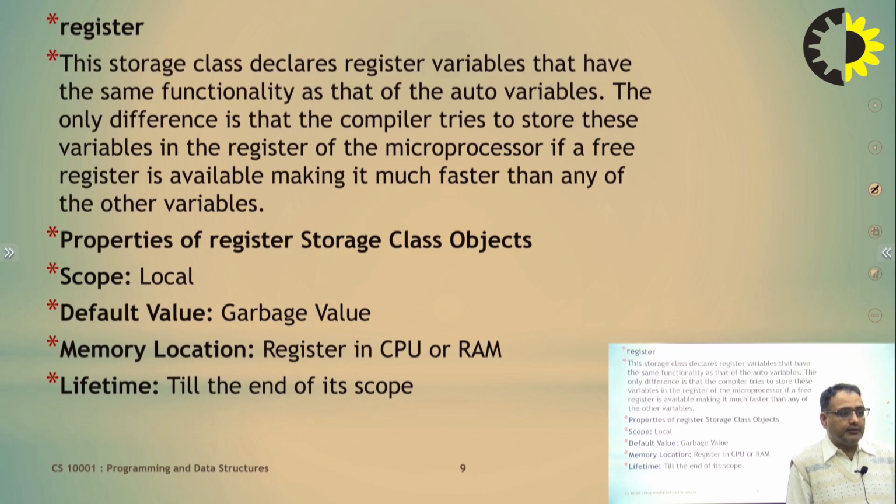In the auto case, the value is stored in RAM; here the value is stored in the CPU. Or CPU or RAM: when memory is available, the data is stored in RAM. If memory is not available, the data is stored in the CPU. Lifetime is till the end of its scope. When the control exits from the function where this register variable is declared and initialized, the life of the data is finished.